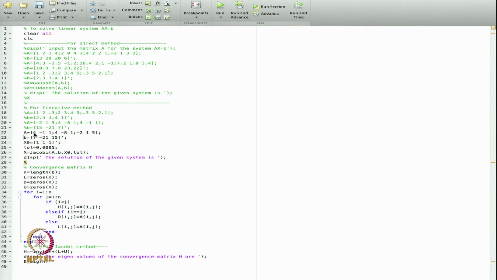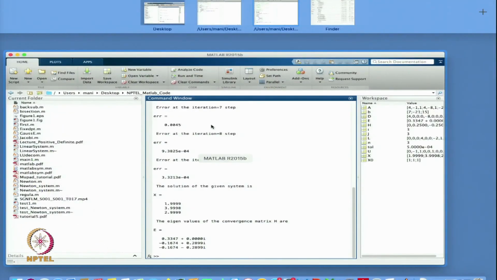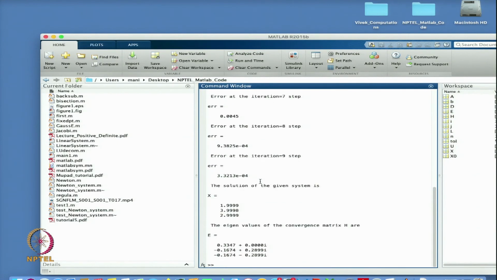Now you can see that 4, -1, -1 is okay, diagonally dominant. This is also diagonally dominant, and this is also diagonally dominant. If I interchange the rows, the right hand side vector will also change, and now I take the same process and run the code. You can see that after the 9th iteration my error is this one, and I get my solution: 1.99, 3.99, 2.99. It means the solution is 2, 4 and 3.